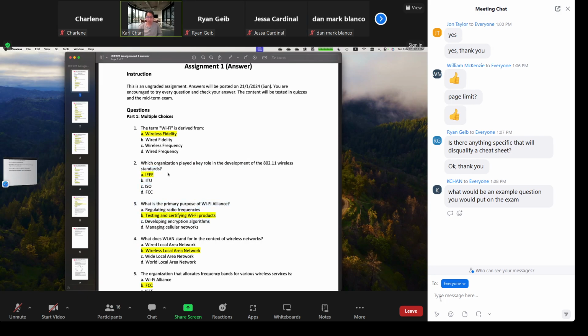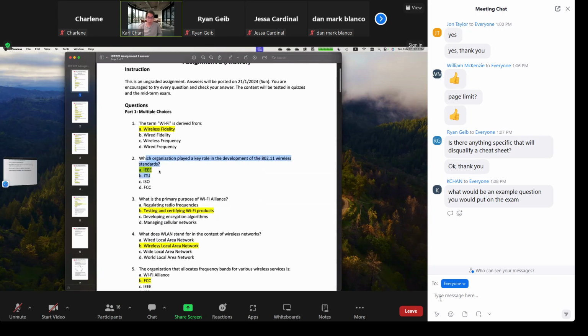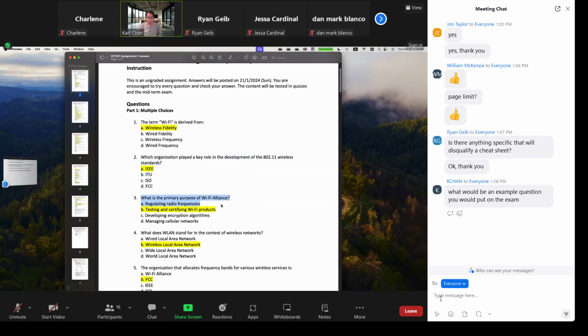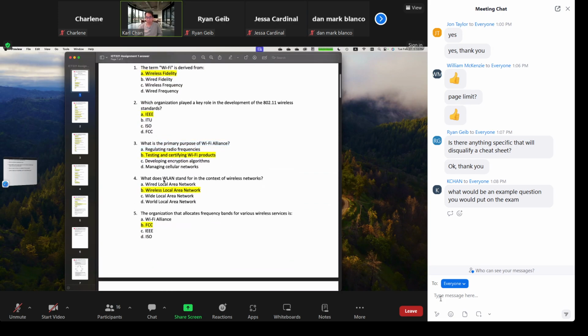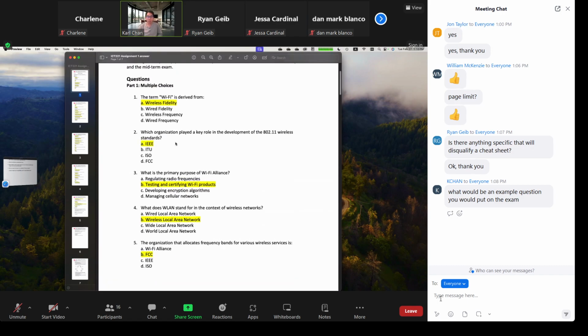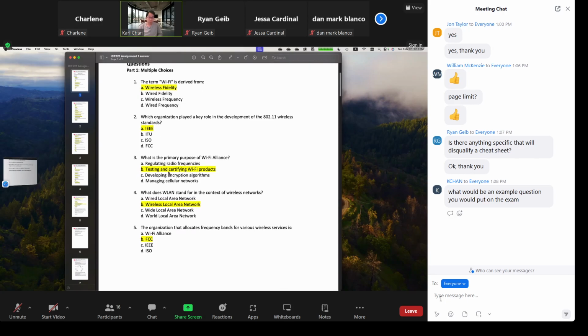So you basically remember the organization, or the definition or purpose of different organizations, or, for example, what WLAN stands for. What is the definition of WLAN? If you see some questions like this in the midterm, it is pretty similar to the assignments. But maybe the way that I ask you questions will be changed a little bit.